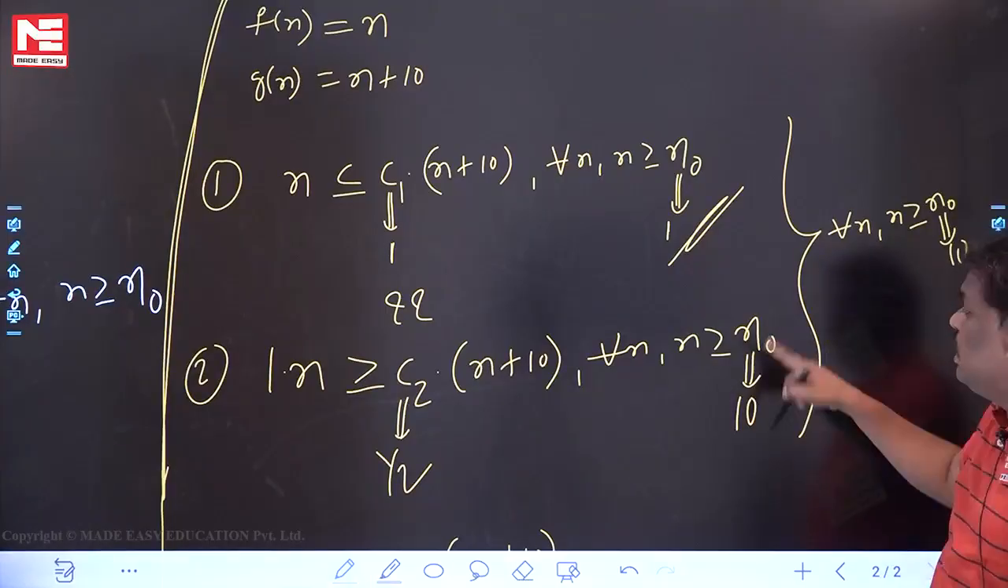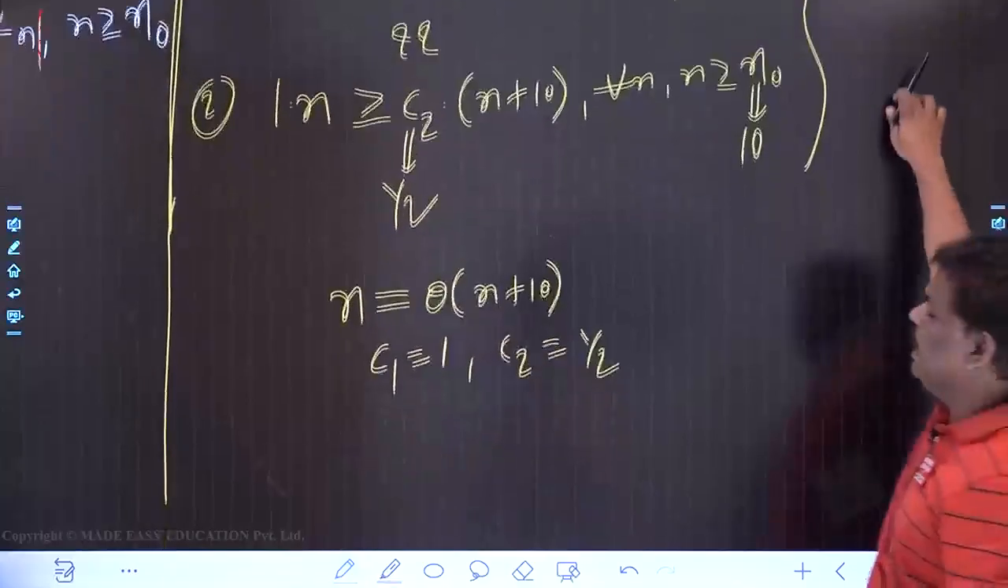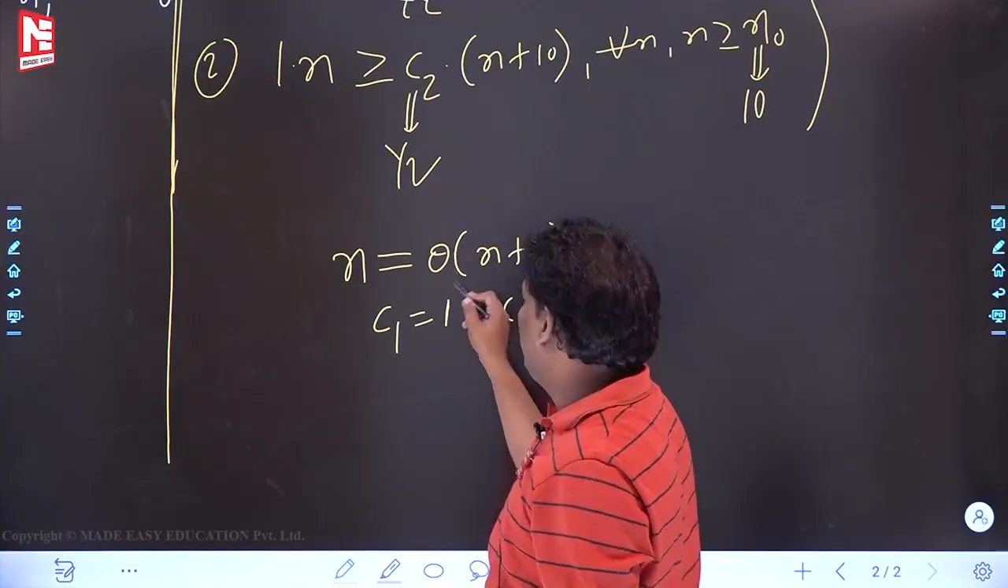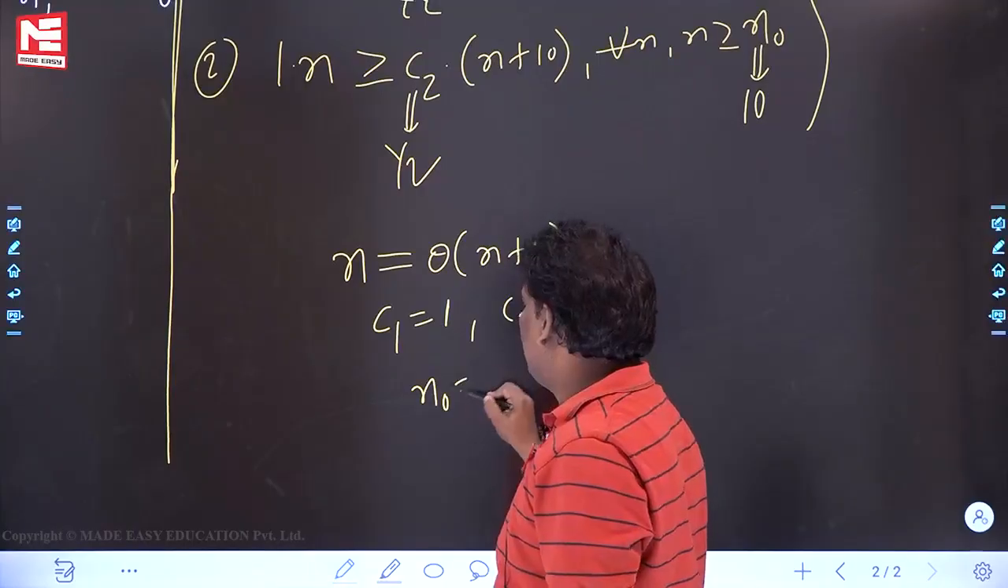If I say 5, E don't pass, E will pass. I think 10 onwards both will pass. Right? Let me write now. So C1 value big O possible, C2 value 1 by 2 omega possible. What is the N0? 10 onwards.